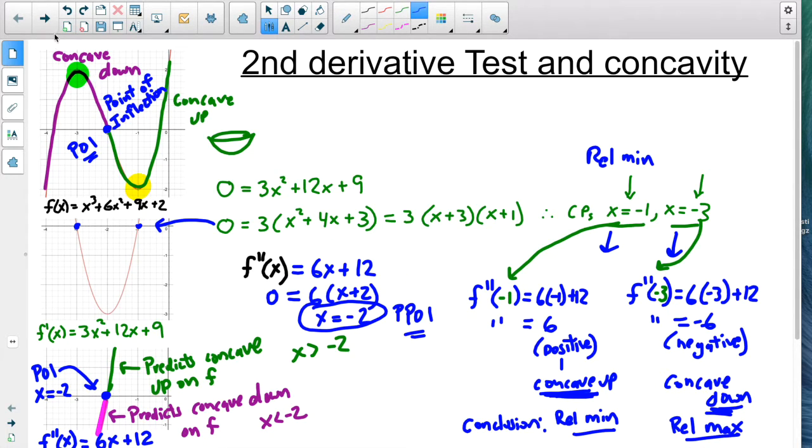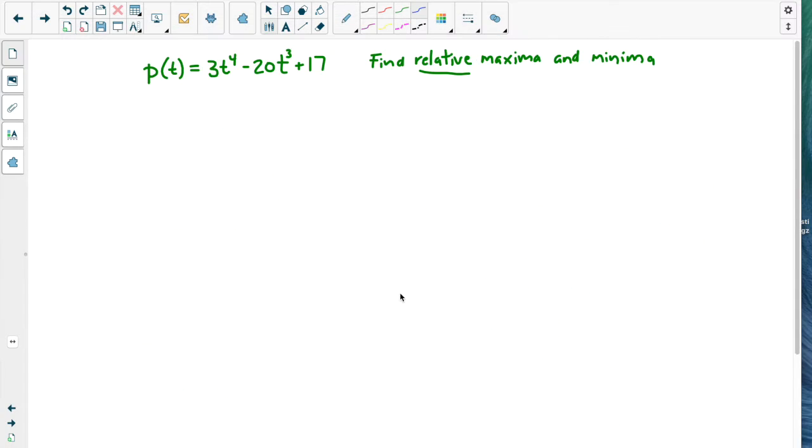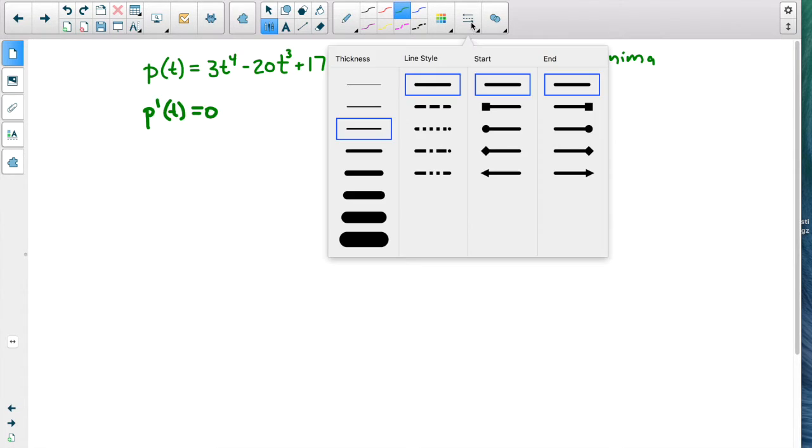Okay, so let's try a problem on your own. And again, we won't be so lucky to have the graphs. So let's try this problem. This is a function p of t. It's a quartic function, and you're asked to find the relative maxima and minima. I want you to do this problem on your own, but just a quick reminder: you're going to find the first derivative and set it equal to 0.